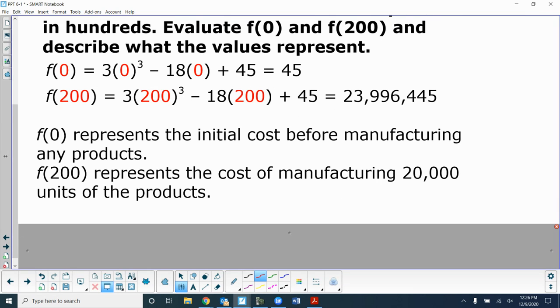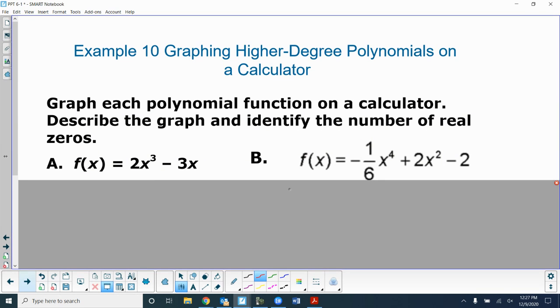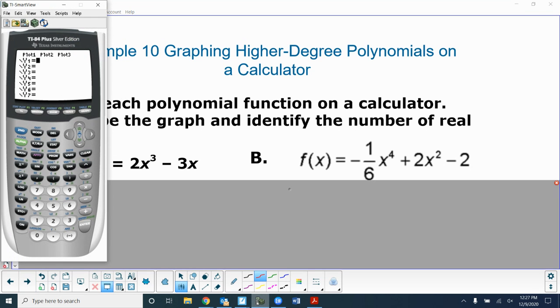All right, so just something to think about. No big deal. All right, throughout this chapter, you will learn skills for analyzing, describing, and graphing higher degree polynomials. Until then, we're going to use the graphing calculator. So, how do I put this in my calculator to look at the graph? What's the button I got to push first? The y equals. Oh, I already hit it.